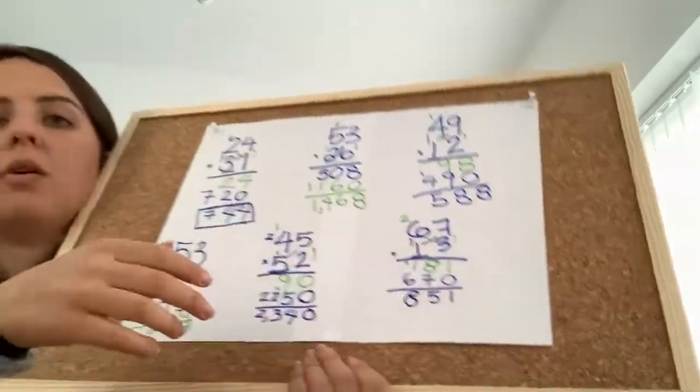Okay? Okay, I hope that helps. Multiplying 2 digits by 2 digits. I look forward to hearing your answers.